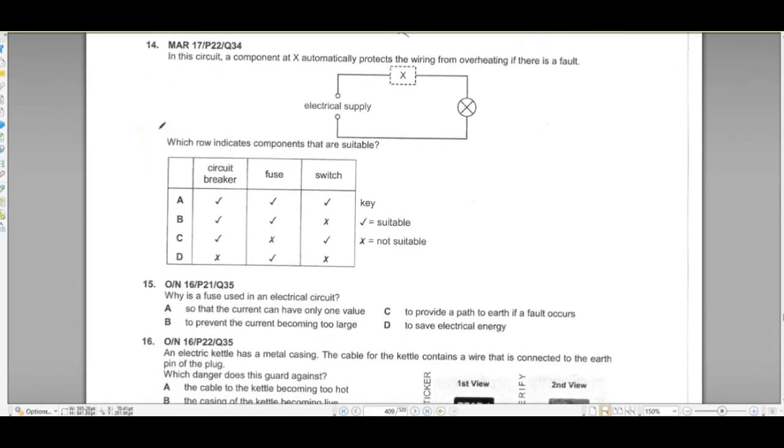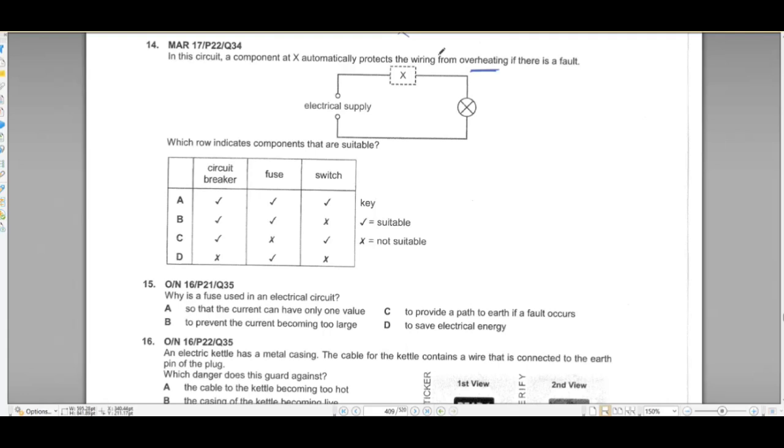Question number 14. In this circuit, a component at X automatically protects the wiring from overheating if there is a fault. Which row indicates components that are suitable? Okay, if you need something to prevent overheating if there is a fault, you need a circuit breaker or a fuse. Okay, that is for sure. But do you require a switch? No, you don't require a switch. A switch is not going to work.